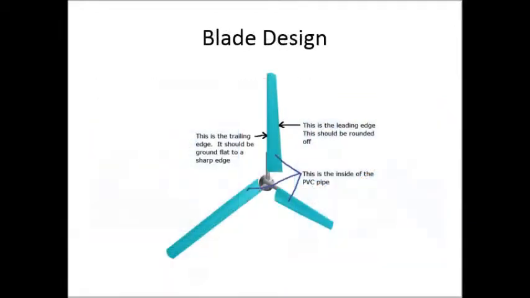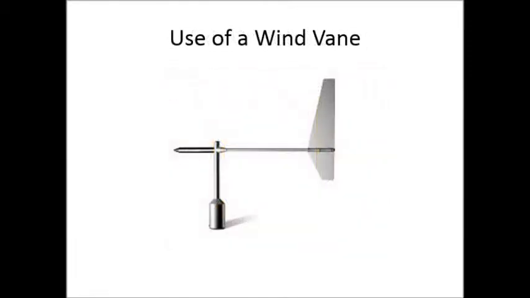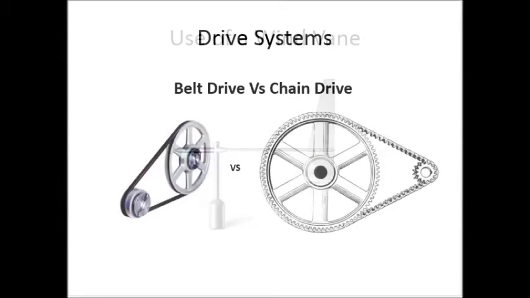The design of the turbine blades to maximize the power input as well as the axis of rotation, so whether it's going to be a vertical axis or horizontal axis. And the design will include a wind vane so as to allow it to be able to adjust to the wind direction.